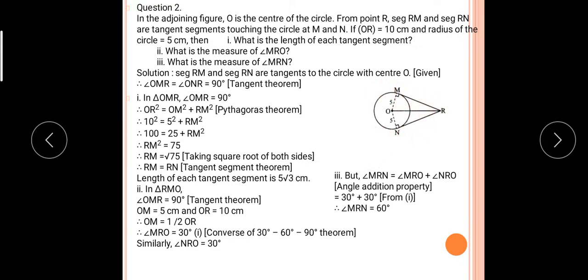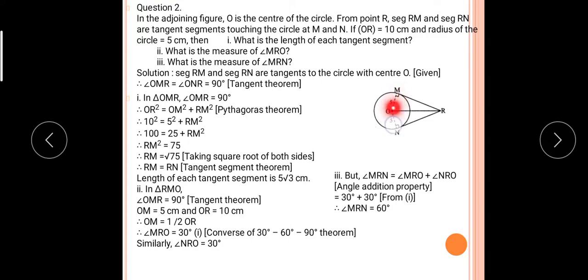Now, in triangle RMO, angle OMR is 90 degrees, OM is 5, OR is 10. Now, OM is half of OR. OR is 10, and MR is root 75. OM is half of OR, and OR is the hypotenuse.